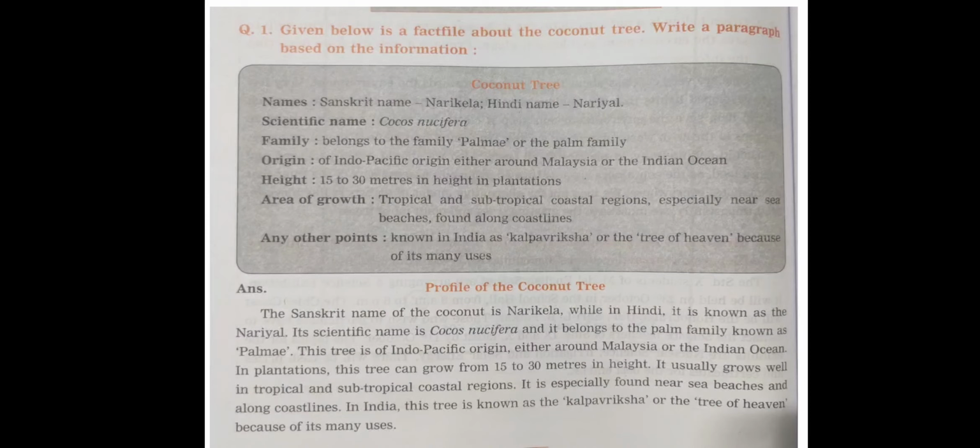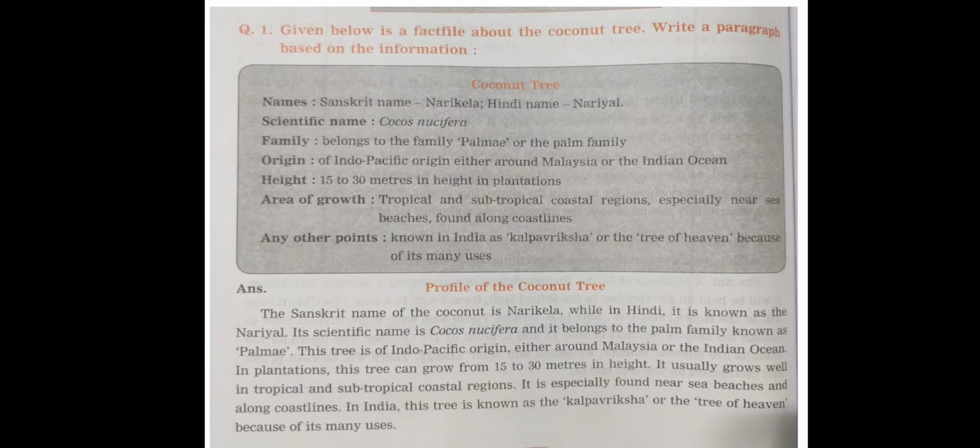Now using these points, you have to write a paragraph based on that information. The information related with the name, Sanskrit name, scientific name, then family, from which family this coconut tree belongs, the origin, then the height, the area of growth, and any other points are included in this fact file. So these all points you have to include in your answer.